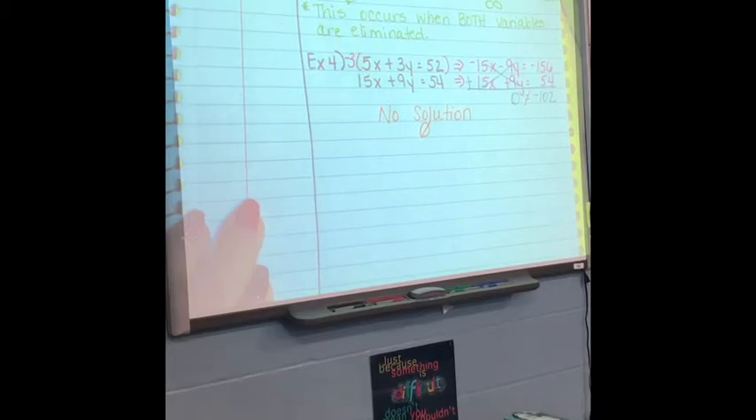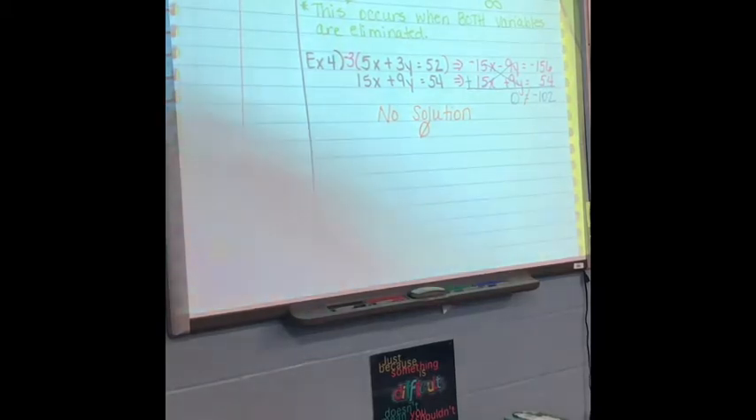You with me? Okay, I don't care which one you put on written work, no solution you can write out, or you can put the symbol, okay? Both are sufficient. Don't have to do both, okay? All right, and then let's look at this one.